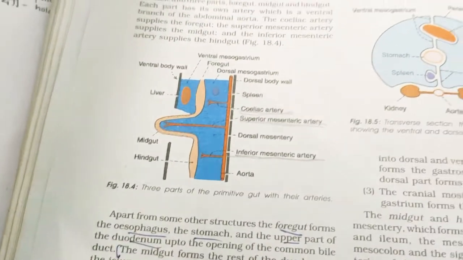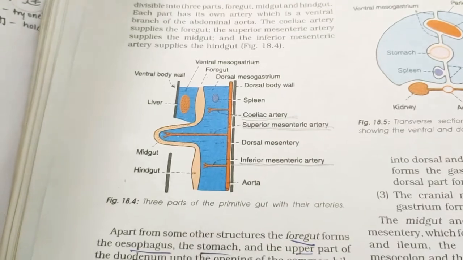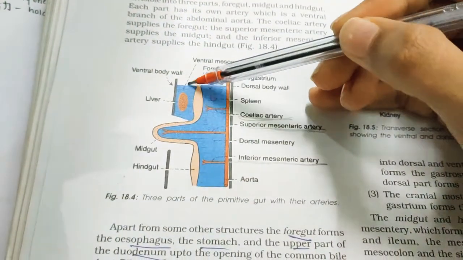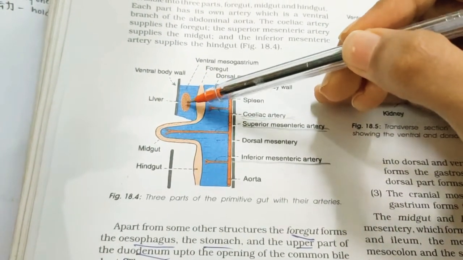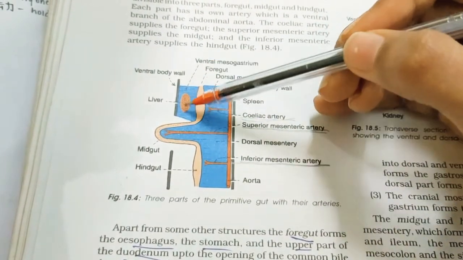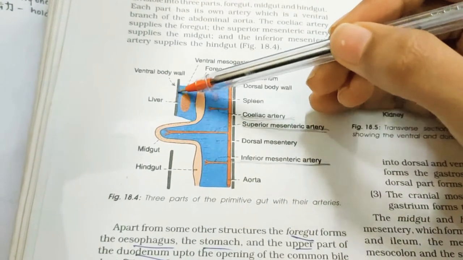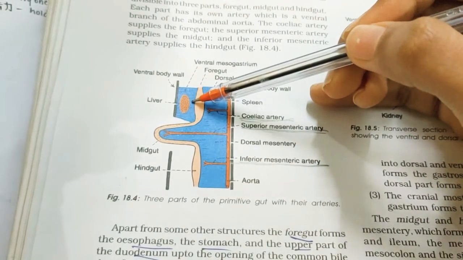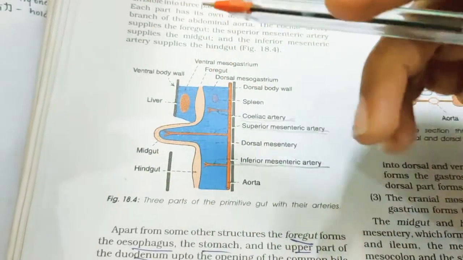So here you can see this is actually the vertical section of the mesocolons. If you see, this is the foregut, so this is the ventral mesogastrium and this is the dorsal mesogastrium. In the ventral mesogastrium, because of the liver, the ventral mesogastrium is in turn divided into a ventral part and a dorsal part. The ventral part is forming different ligaments to the liver, and the dorsal part is forming the lesser omentum between the stomach and the liver. So done with the ventral mesogastrium.